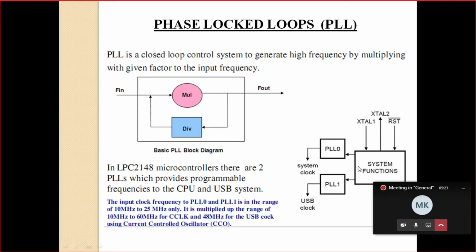And always the crystal oscillator frequency which you are giving to the system functions block should be within the range of 10 MHz to 25 MHz only. And it can be multiplied up to 60 MHz. Core clock can be multiplied up to 60 MHz. And the USB clock will always be 48 MHz.